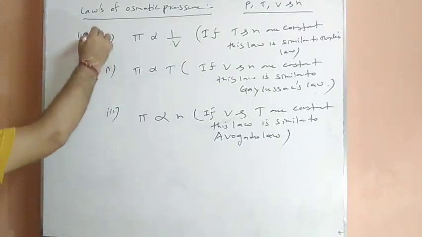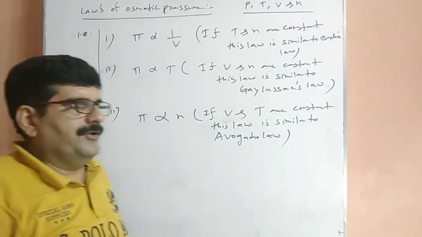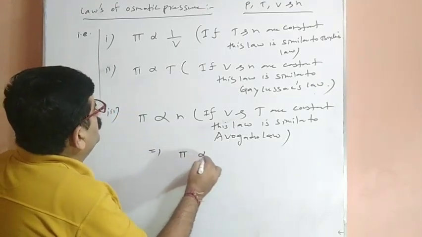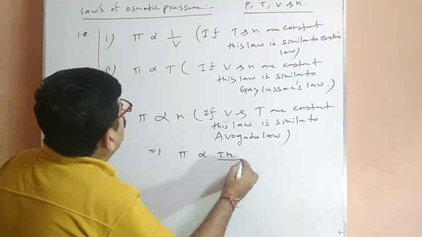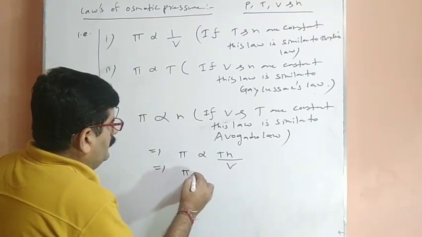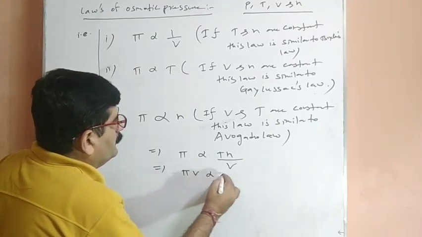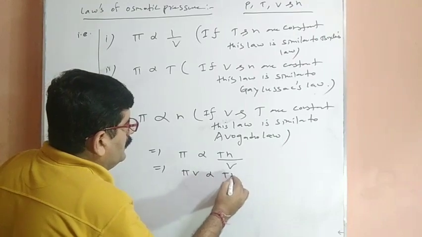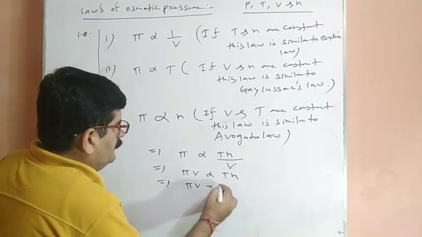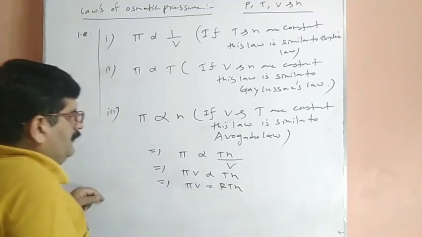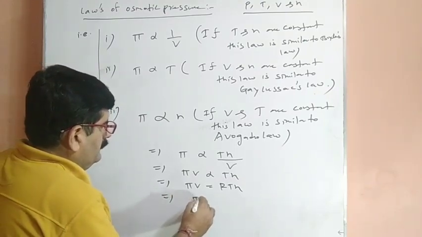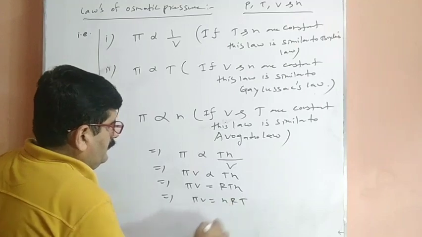So all above laws when combined with each other, we can write what? Pi is proportional to Tn by V. Again we can write pi V proportional to Tn. If we remove the proportionality constant, we use R: pi V equals nRT. We can write after rearrangement.